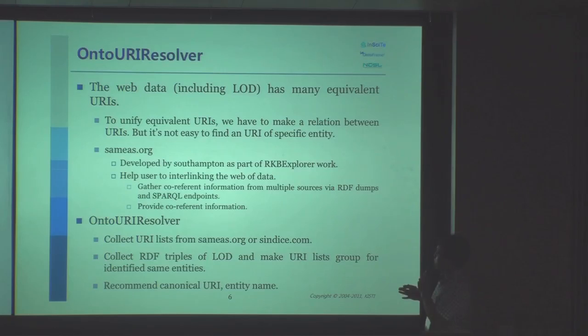It gathers co-reference information from multiple sources via RDF dumps and SPARQL endpoints. It provides co-reference information, but it does not merge several groups using RDF triples. It just collects co-reference information and provides it. But our ontology URI resolver collects URIs from sameAs.org and others. It collects RDF triples of LOD and makes URI list groups for identified same entities. We recommend a canonical URI and entity name for each group.